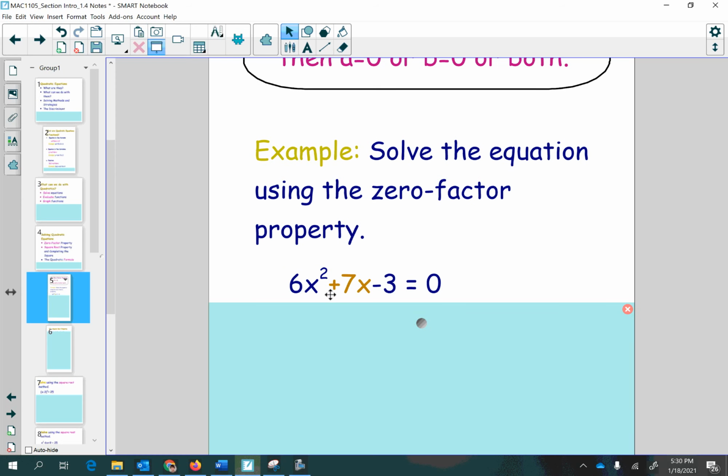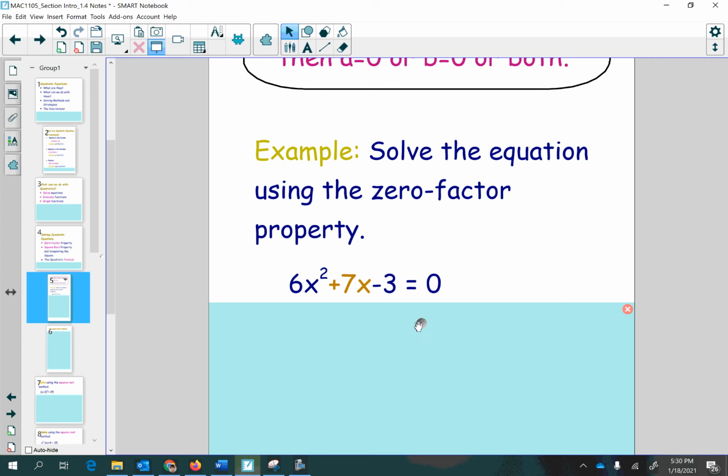So here we have the equation 6x squared plus 7x minus 3 equals 0. And we want to know what the x value is that would make this statement true. We want to solve it. We want to find a solution to make it true.